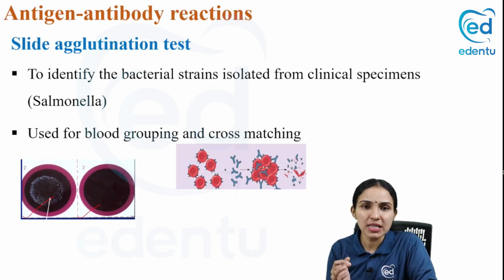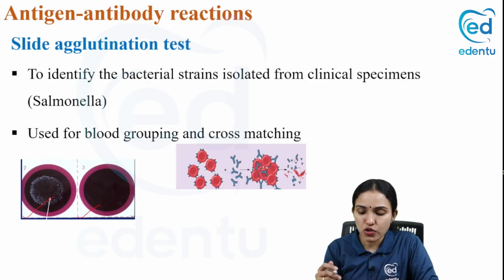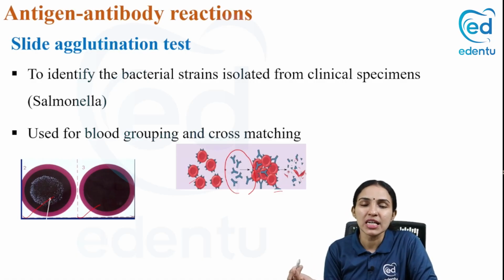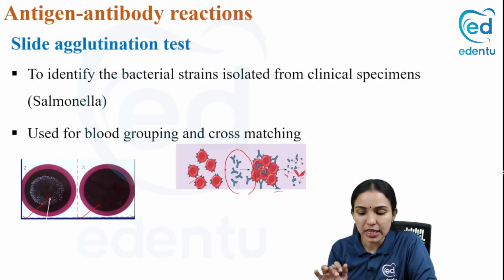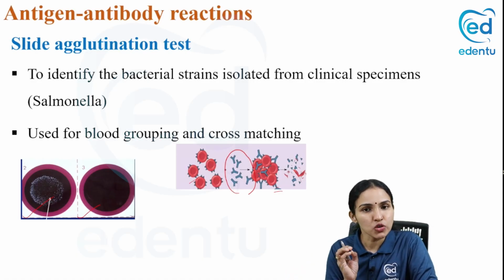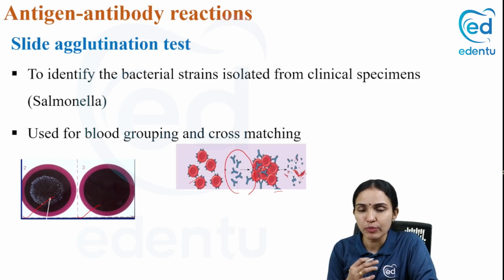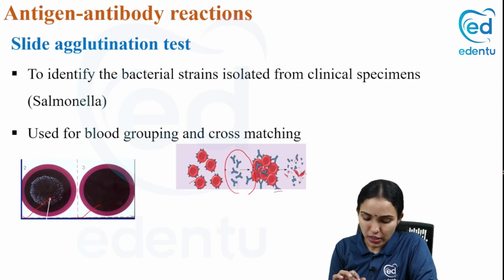Similarly, this is the best thing which you can use for blood grouping and cross-matching. If you want to find out what blood group a particular patient has, you take that patient's RBCs, suppose you add anti-A antibodies. If you get a visible agglutination, that means it is clear that this RBC contains A antigens on the surface. So that is a simple slide agglutination test. Slide agglutination test examples: to identify bacterial strains like Salmonella and also for blood grouping and cross-matching.